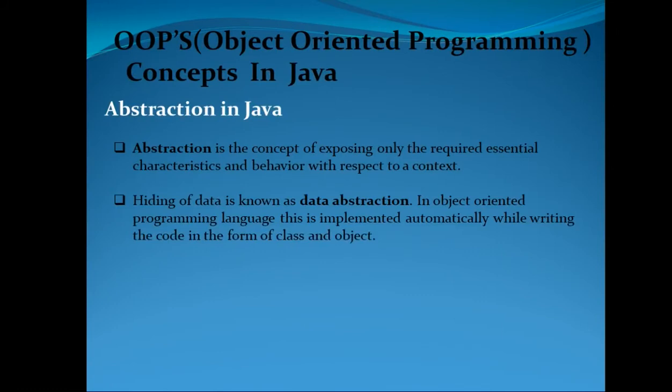So let's discuss abstraction in Java. Abstraction is the concept of exposing only the required essential characteristics and behavior with respect to a context. Hiding of data is known as data abstraction. In an object-oriented programming language, this is implemented automatically while writing the code in the form of class and object.